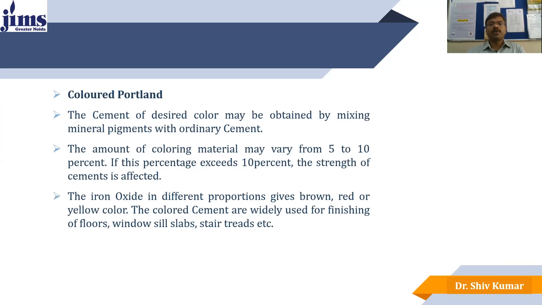In earlier times, it was widely used in drying rooms, etc., to make the floors. Iron oxide in different proportions gives brown, red, or yellow color. The colored cements are widely used for finishing of floors, windows, sill slabs, stair treads, etc.